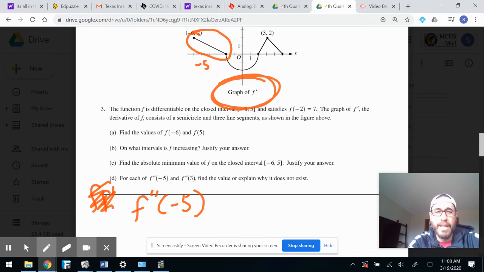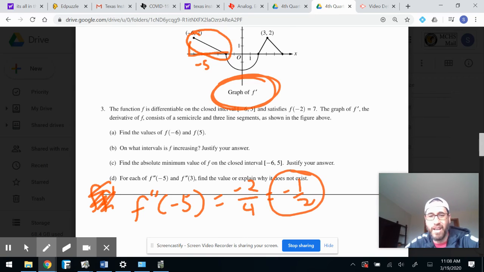And so if I look, what is that? That looks like we go down 2 and this way 4. So what's down 2 and 4 to the right? Do I have 4 to the right? I do have 4 to the right. So it'd be negative 1/2. There you go. That's my value.